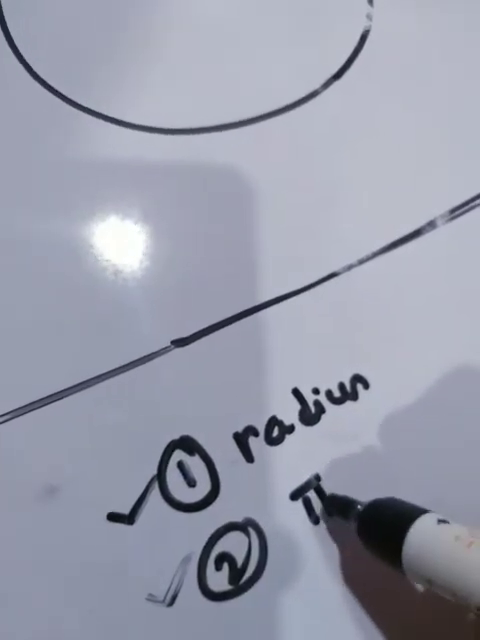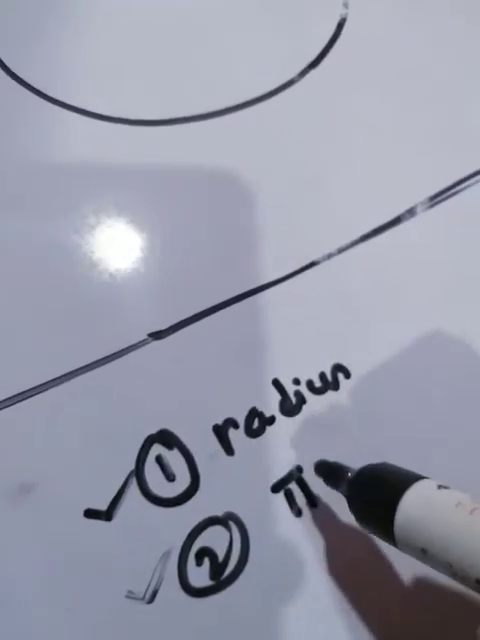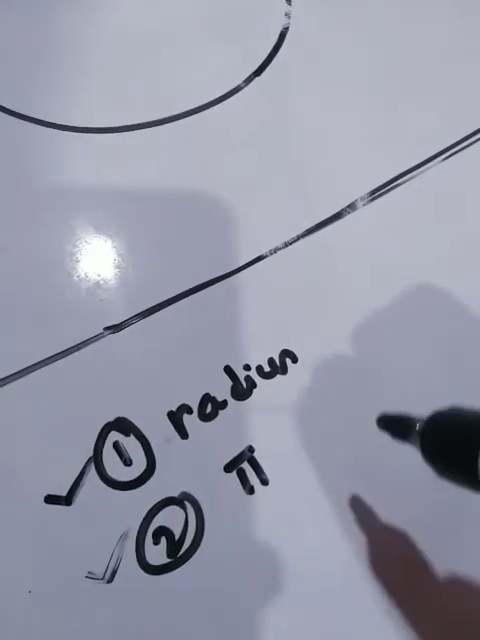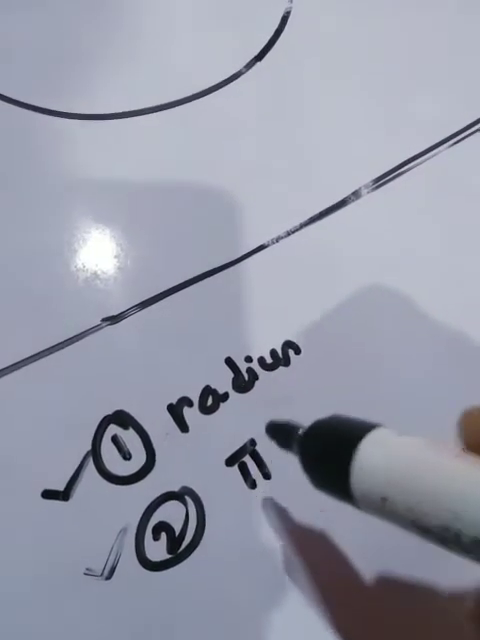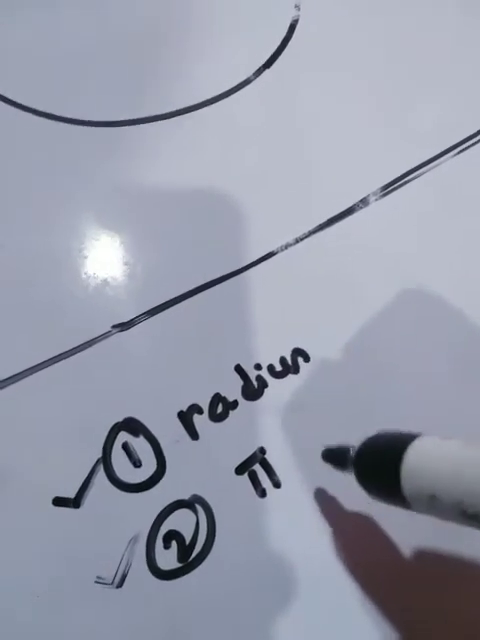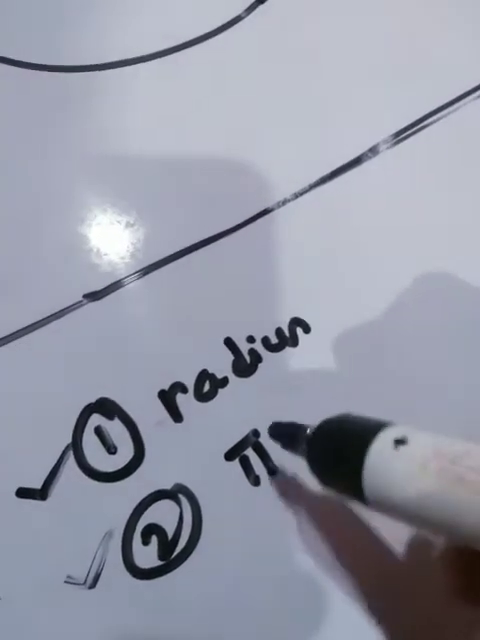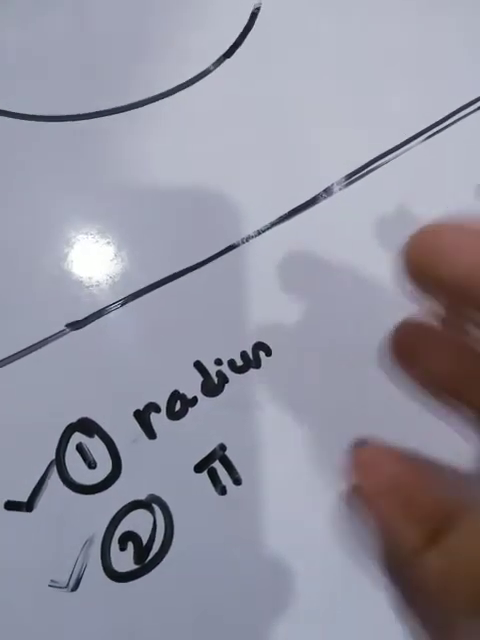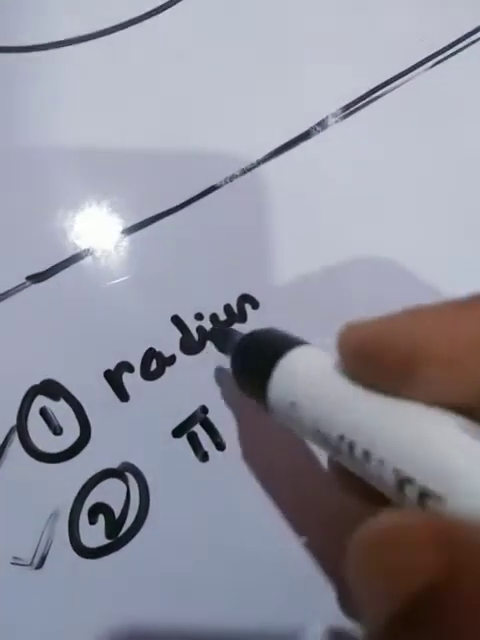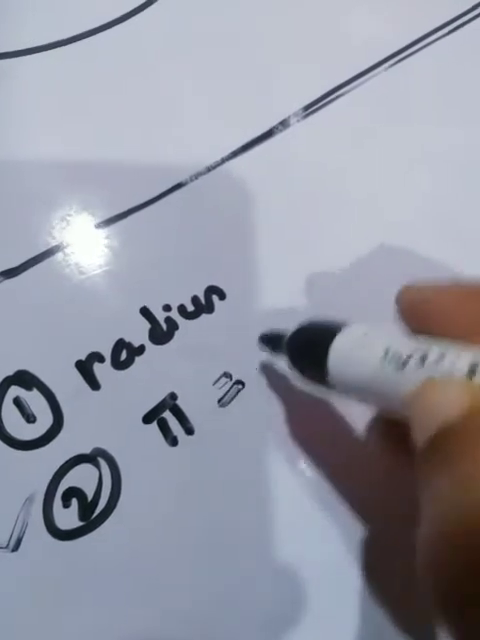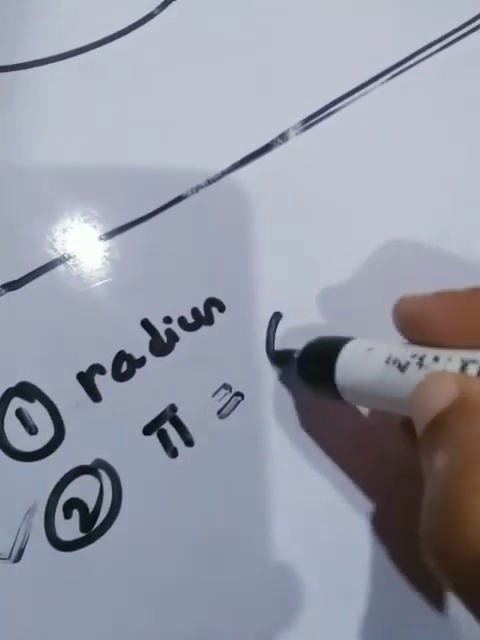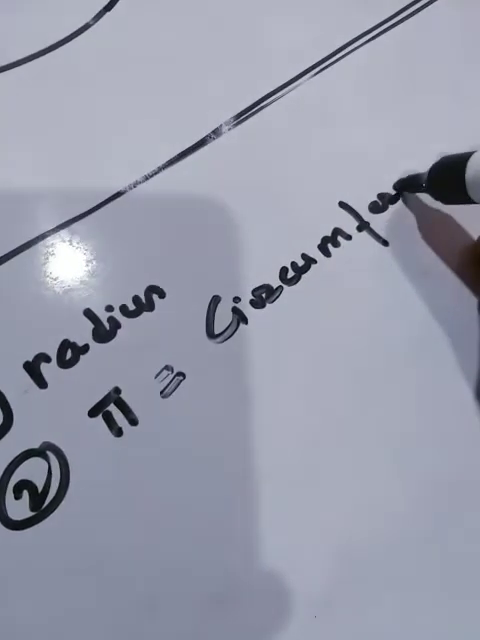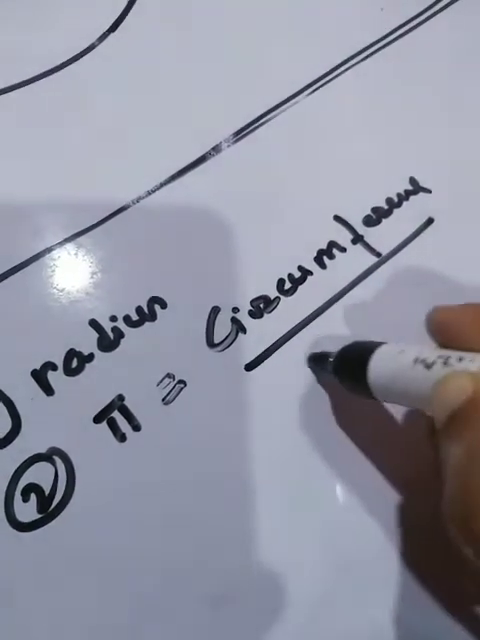The value of pi. Now what is pi? Pi is a constant mathematical term. You will learn more about this when you go to the higher classes. What is a constant? That never changes, students. And this pi is equal to, always remember, it has a formula also, that is circumference by diameter.